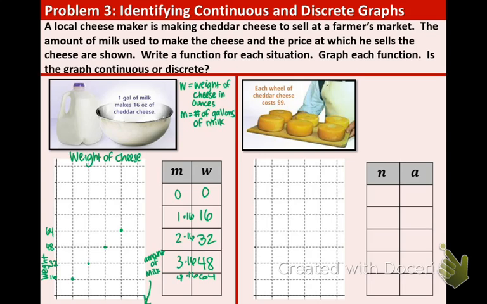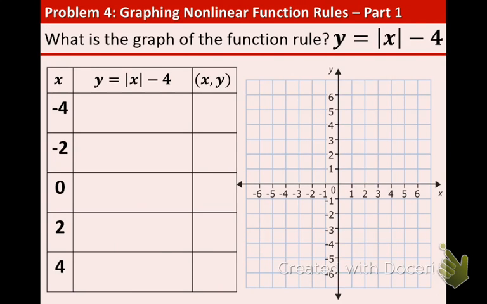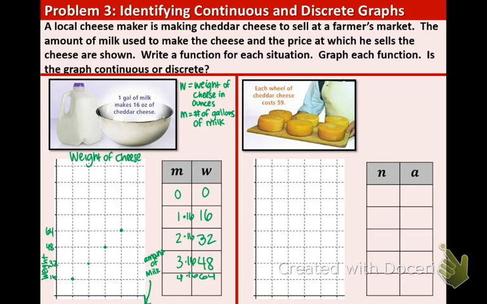And let's think about it for a second. Does it make sense to connect the points? Like, is it possible to have 1.5 gallons of milk? Will we make a certain number of ounces of cheese? The answer to that question is yes. We should connect the points because it is possible to have, in between whole numbers of gallons. So let's connect the points now.